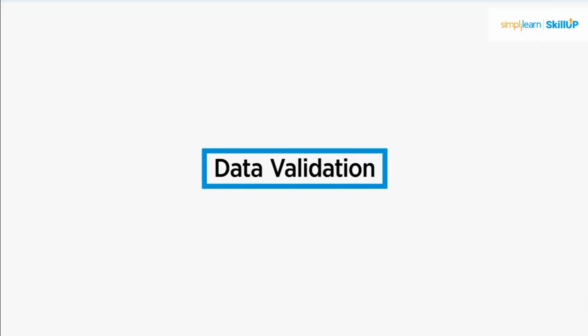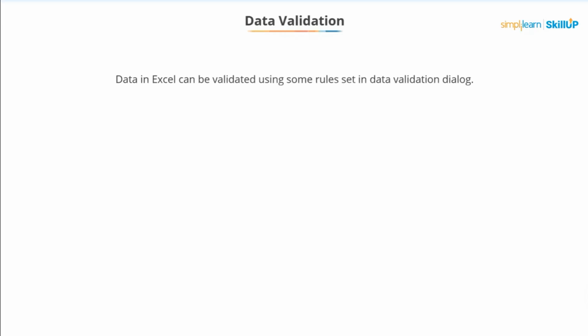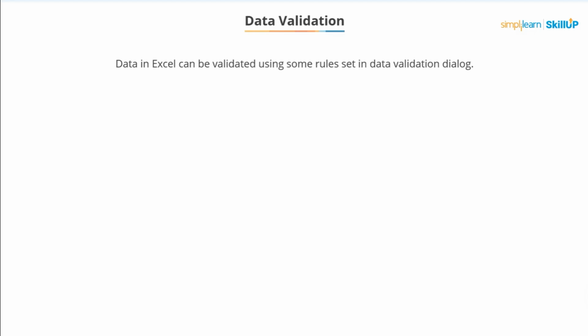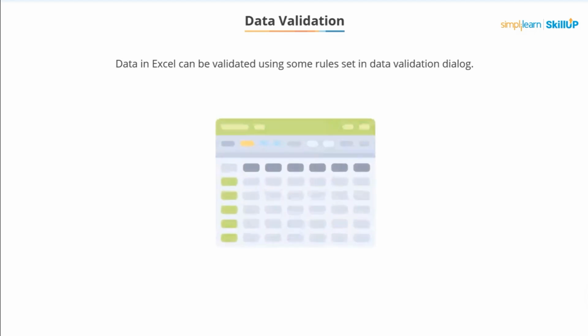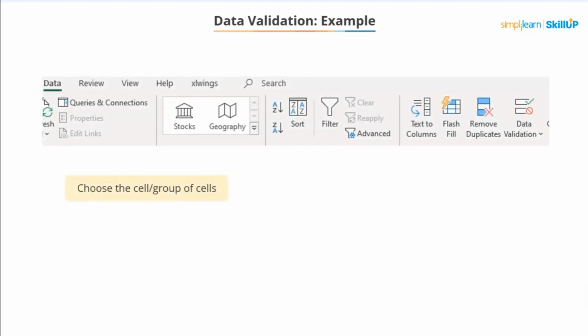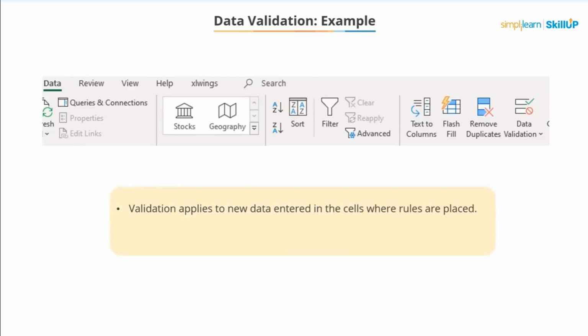We will learn about data validation. The data in Excel can be validated using some rules set in the Data Validation dialog. Let us understand data validation by considering an example. Choose the cell or a group of cells to validate and click on Data Validation under the Data tab. It is important to remember that the validation applies to new data entered in the cells where rules are placed. Existing data is not validated.